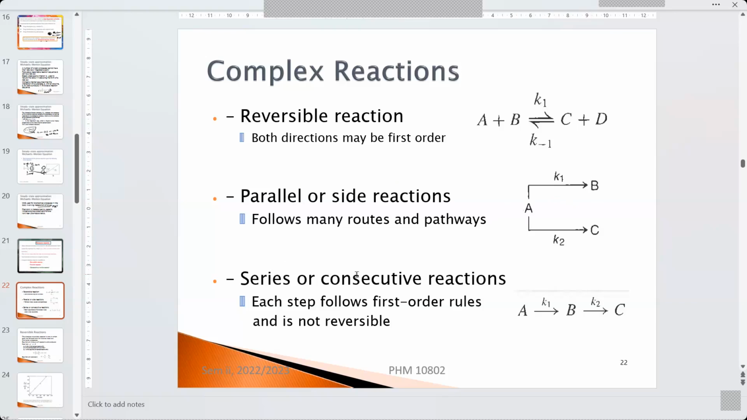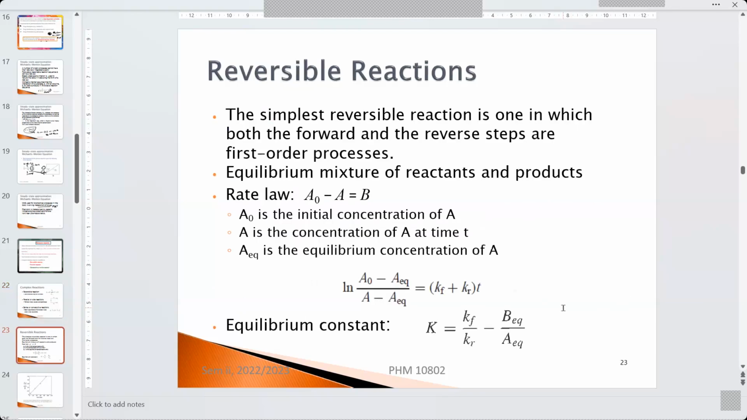We have series or consecutive reactions. A gives B and B gives C. So we may have an equation for C and an equation for B, right? Each step usually follows first order rules here and is not reversible. And it may be more complex, having some steps reversible and some not. Okay.